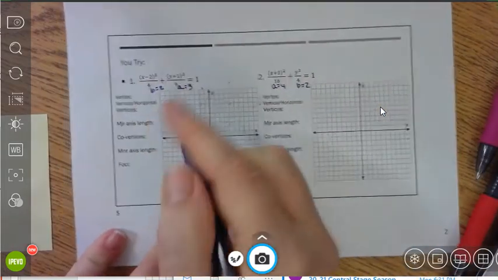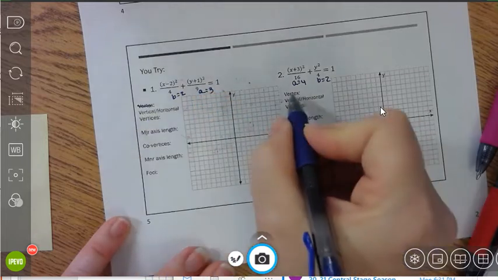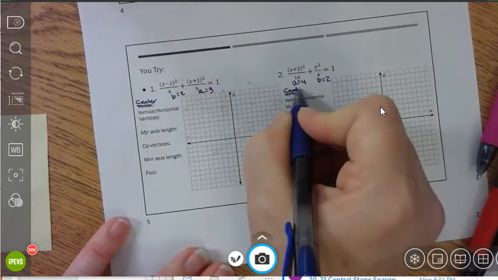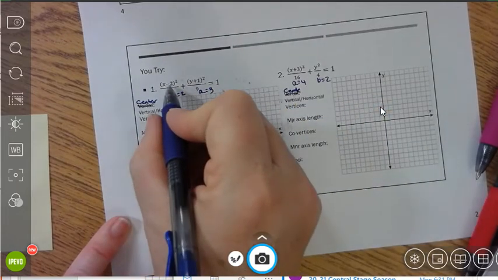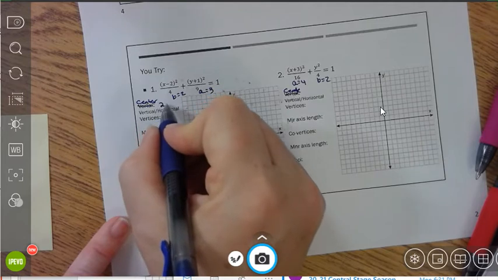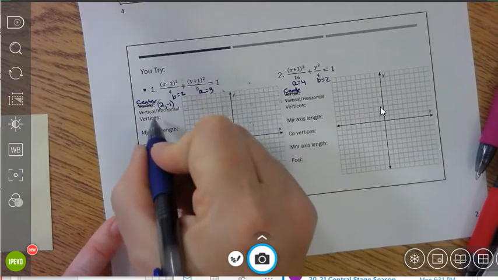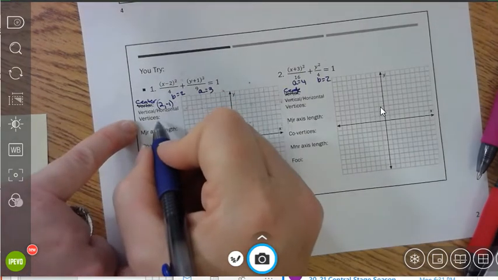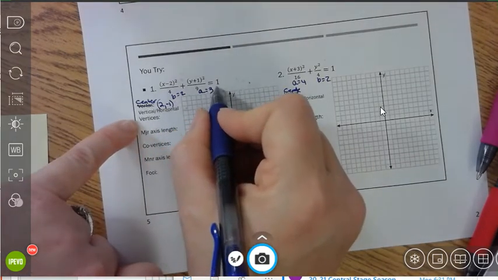Look at that. So centers. And this was a typo. This should say center and center. All right, and the center is going to be 2, -1. Remember, they changed signs.